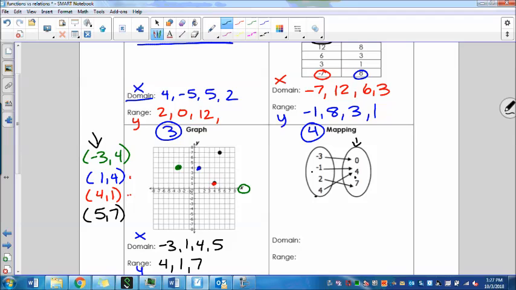So our domain is just the first column, that's our x's. So it's -3, -1, 2, and 4. And our range is our y values in the second bubble. So we have 0, 4, and 7.